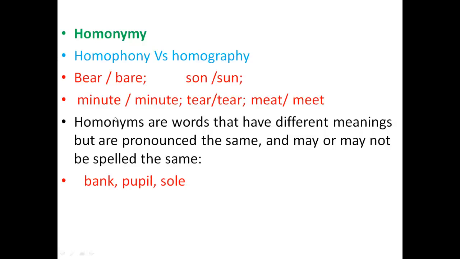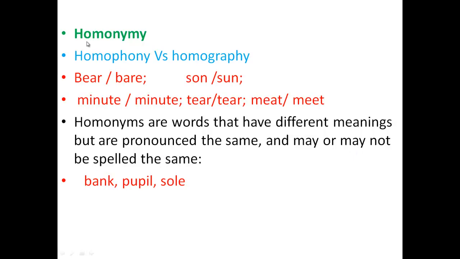Now, on many occasions we obtain words being written and pronounced in the same way. This is what we call complete homonymy. But let me go back to this definition here. It's a little bit different. Homonyms are words that have different meanings but are pronounced the same and may or may not be spelled the same. According to this definition, son and sun are homonyms. They are pronounced the same but they may not be spelled the same.